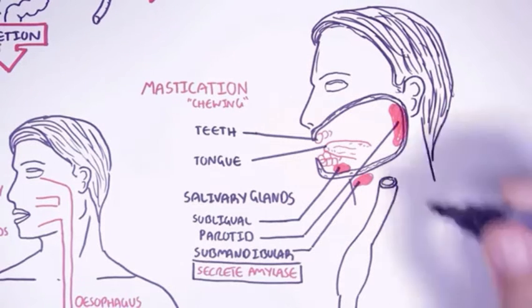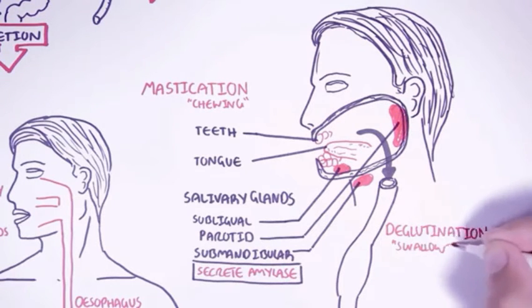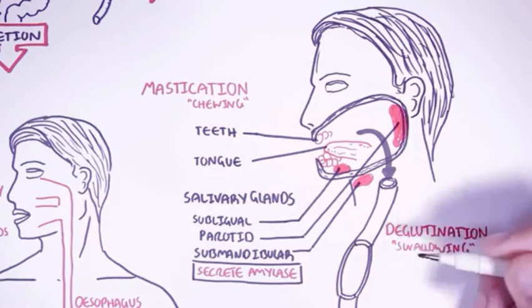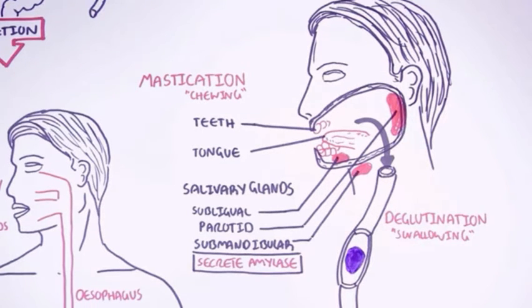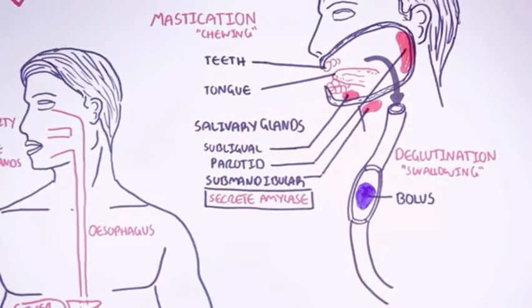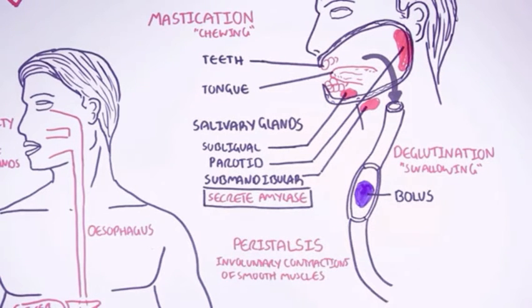Once the food leaves the oral cavity in a partially digested form, it is swallowed, a term called deglutition. The food is actually now referred to as a bolus. The bolus, which means bowl in Latin, is a mass of food that has been chewed up. The bolus will travel through the esophagus thanks to peristalsis. Now, peristalsis is the involuntary contraction of the smooth muscles that line the digestive tract. Peristalsis allows the movement of food through the digestive tract, essentially.